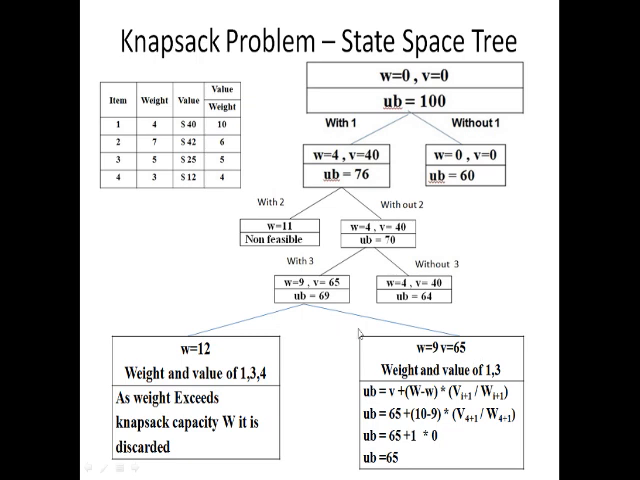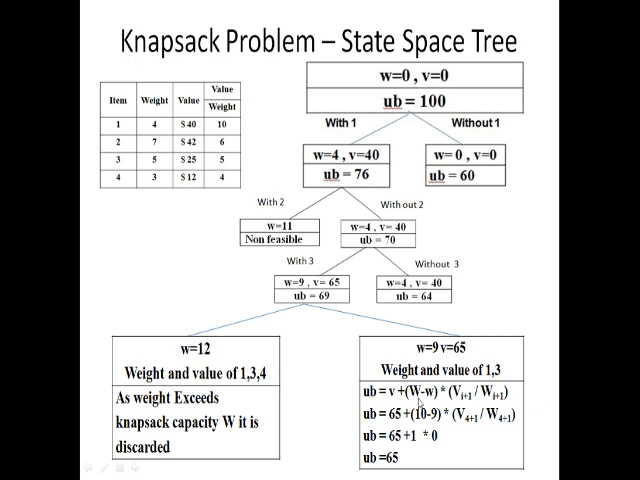Next, without adding 4, we are adding with 1, without 2, with 3, without 4. So we have to add only first value. No, second value is not added. Third value should be added. Fourth value should not be added. So only first and third value are added. That is first weight is 4 and third weight is 5. 5 plus 4 is 9 is taken and value is 40 and 25. 40 plus 25 is 65 is considered. Weight and value of 1, 3 should be considered.